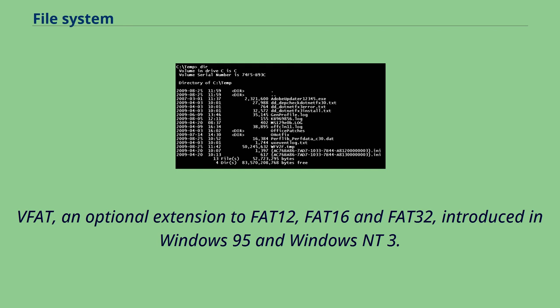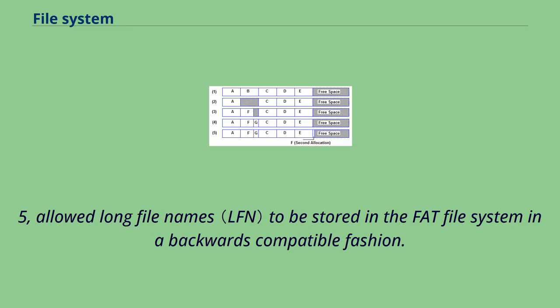VFAT, an optional extension to FAT12, FAT16 and FAT32, introduced in Windows 95 and Windows NT 3.5, allowed long file names to be stored in the FAT file system in a backwards compatible fashion.